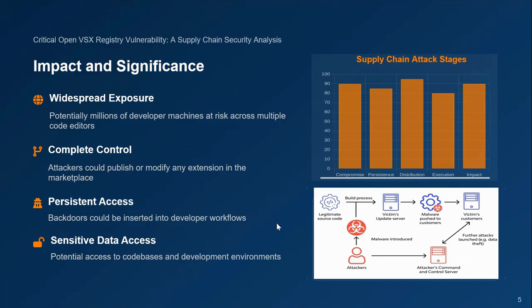An attacker could have gained complete control over the entire extensions marketplace, affecting millions of developer machines. They could publish new malicious extensions, modify existing ones to insert backdoors, or gain persistent access to development environments. This represents a classic supply chain attack scenario, where compromising one central component, the registry, could cascade to affect countless downstream users. The risk was particularly high, because extensions often have privileged access to development environments and sensitive codebases.